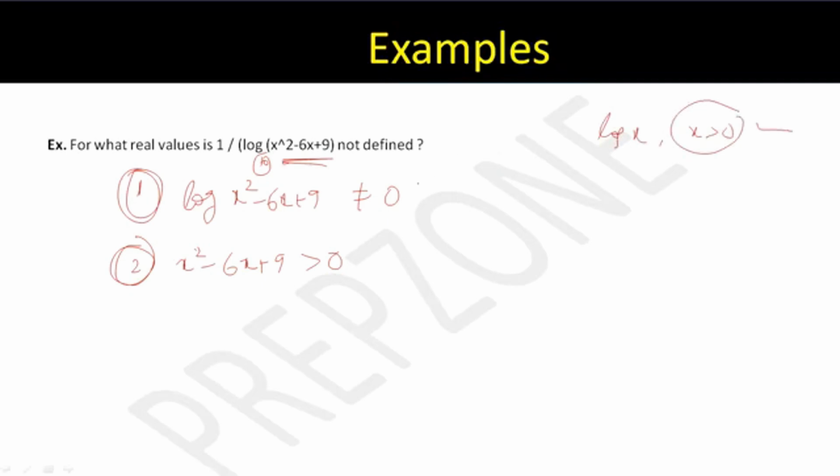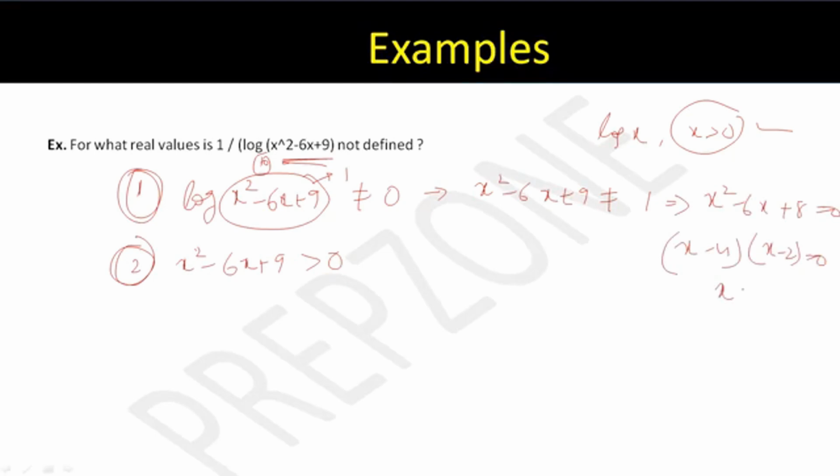That is the domain. That's it, guys. Now we just have to solve this. If this is not equal to 0, so guys, when will its value be 0? When the number becomes 1. So x square minus 6x plus 9 should not be equal to 1. Clear? Which means x square minus 6x plus 8 should not be 0. This is (x minus 4)(x minus 2), since 4 into 2 is 8, 4 plus 2 is 6. So x cannot be equal to 2 and 4. Hence from here I get two values, x equals 2 and 4, where the function is not defined.